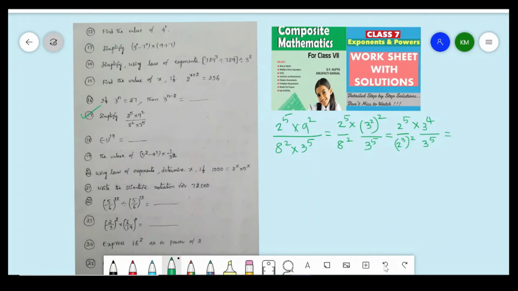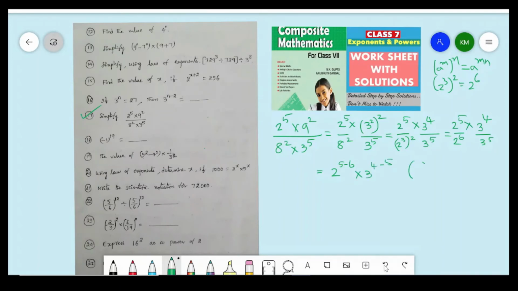This again can be rewritten as 2 power 5 multiplied by 3 power 4 divided by 2 power, this is a power m whole power n formula. So I am using the formula a power m whole power n equal to a power mn. So previously also I used here 3 power 2 whole power 2, the same formula. So here 2 power 3 whole square is nothing but 2 power 6, and here again 3 power 5. Then that is equal to 2 power 5 minus 6 multiplied by 3 power 4 minus 5.